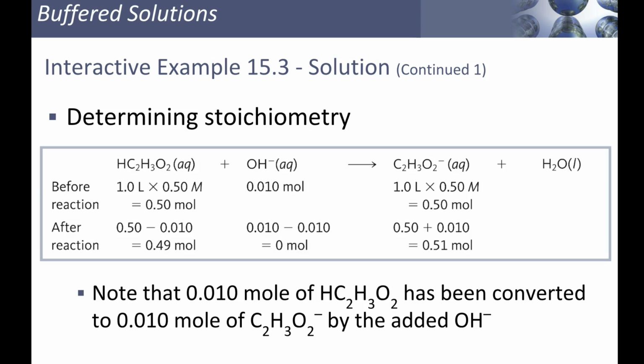So once you have your balanced equation, and it said it's 1 liter, so we have to make sure that all our moles are correct, right? Okay. So before the reaction, you have 0.5 moles of acetic acid. After the reaction, you have to subtract how much hydroxide you added to it, because that's how much it's going to take up. And then the other side, obviously, you're adding to it. So you can see the change isn't much, right?